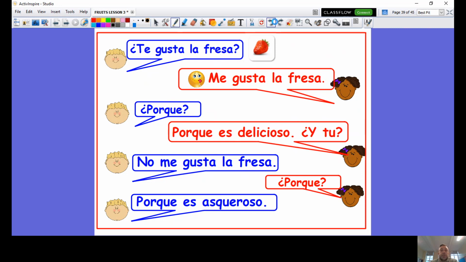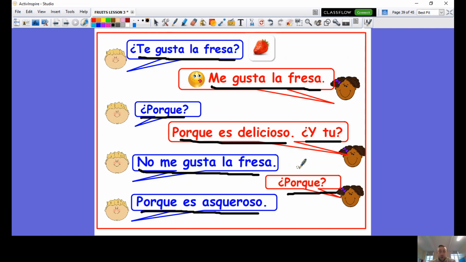Here we go. So the boy starts by saying, ¿te gusta la fresa? Do you like strawberries? She says, me gusta la fresa. I like strawberries. ¿Por qué? Why? Porque es delicioso. Because it's delicious. ¿Y tú? And you? He says, no me gusta la fresa. She says, ¿por qué? Why? Porque es asqueroso. Because it's disgusting.